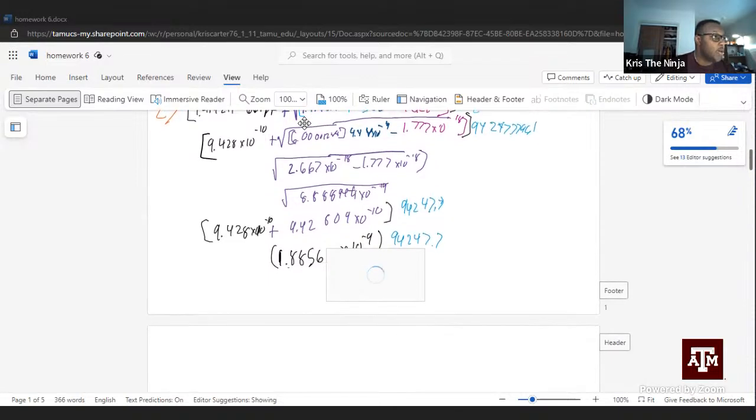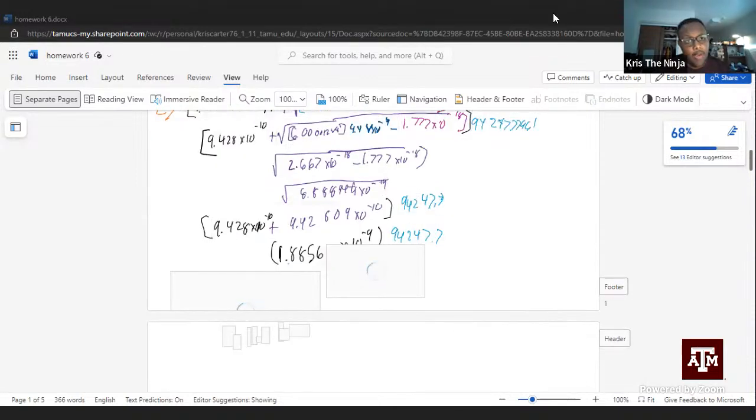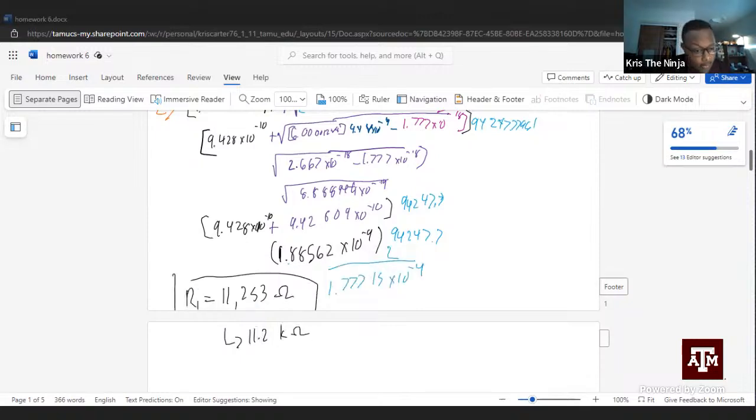So for these, there's no shortcut. Technically there is a shortcut, but there's not really a shortcut. You gotta do the math. If you don't do the math, the math's gonna do you dirty. I promise you, the math gonna do you dirty.